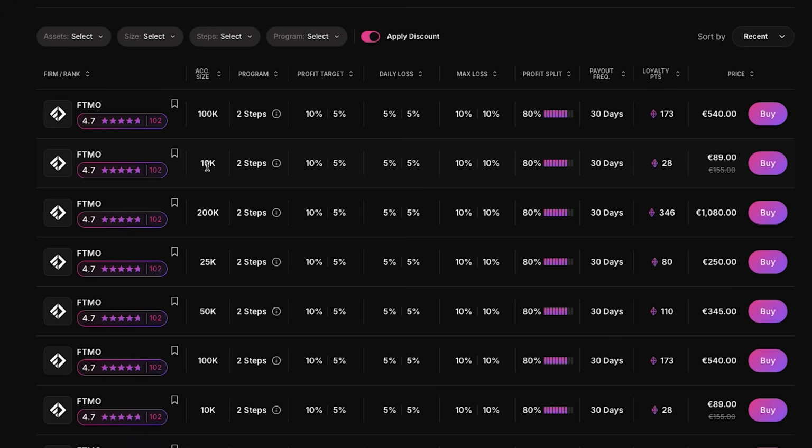So you can see here a 10K two-step challenge. The profit target for phase 1 is 10%. The profit target for phase 2 is 5%. The daily loss for both phase 1 and phase 2 are both 5%. Same thing for max loss, is 10% for each phase. You get an 80% profit split and 30 days for payout frequency. And then you have the price and loyalty points and things of that nature.